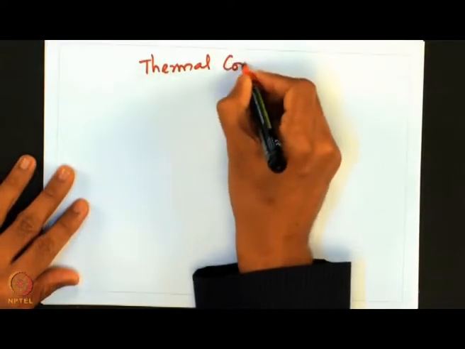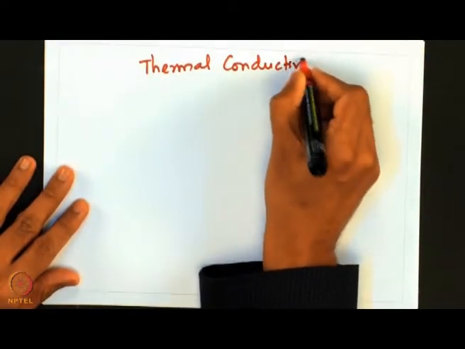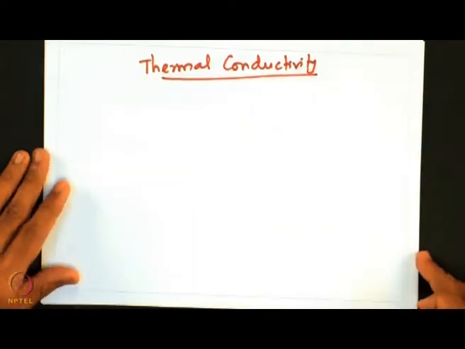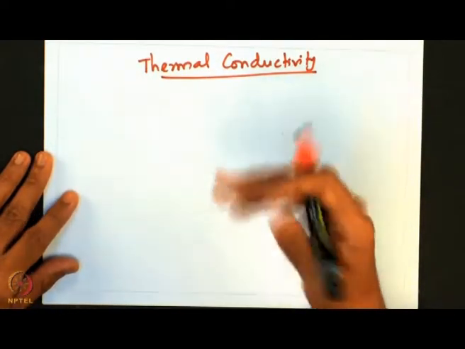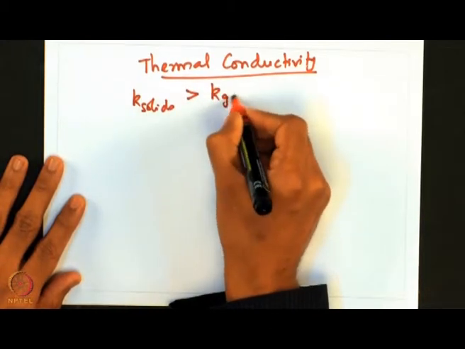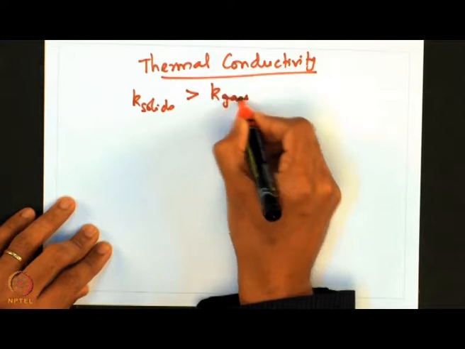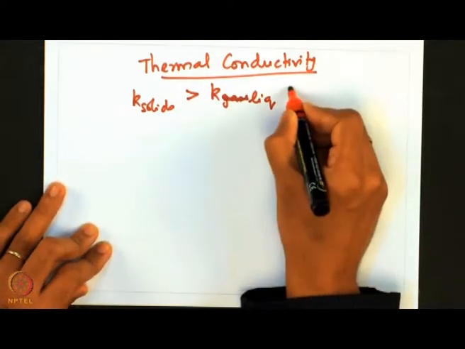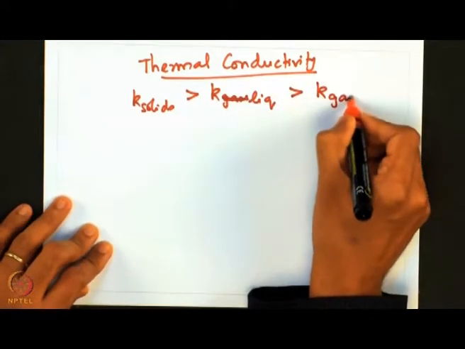Let us look at what thermal conductivity is. Thermal conductivity is a property which captures the ability of the system to conduct heat. The thermal conductivity of solids is typically greater than the thermal conductivity of liquids, which is typically greater than the thermal conductivity of gases.